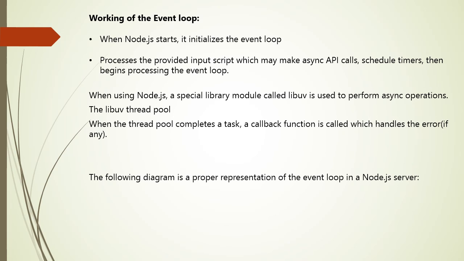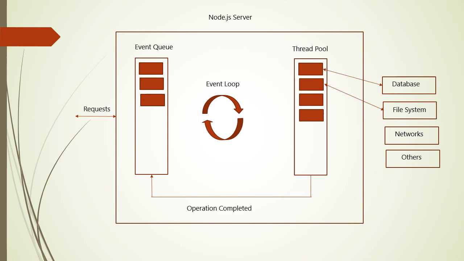When the call stack is empty, the event loop goes through the event queue and sends the callback to the call stack. The following diagram is a proper representation of the event loop in a Node.js server. So this diagram represents the event loop in a Node.js server.